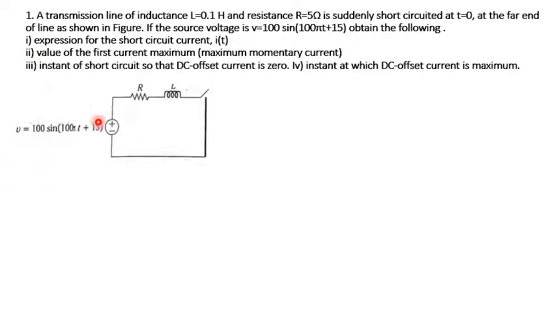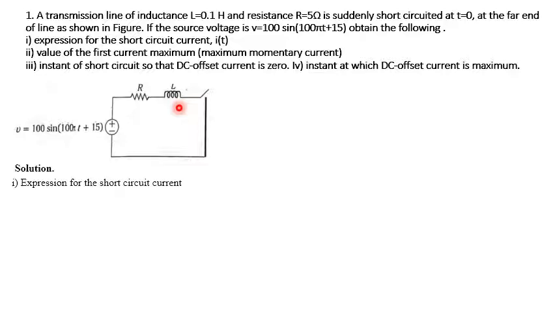So this is the circuit. We have the source voltage, then resistance and reactance, and the line is open. So this is similar to the derivation we made for transients on a transmission line. So we have to remember all the equations we discussed in that concept. So let's solve this.